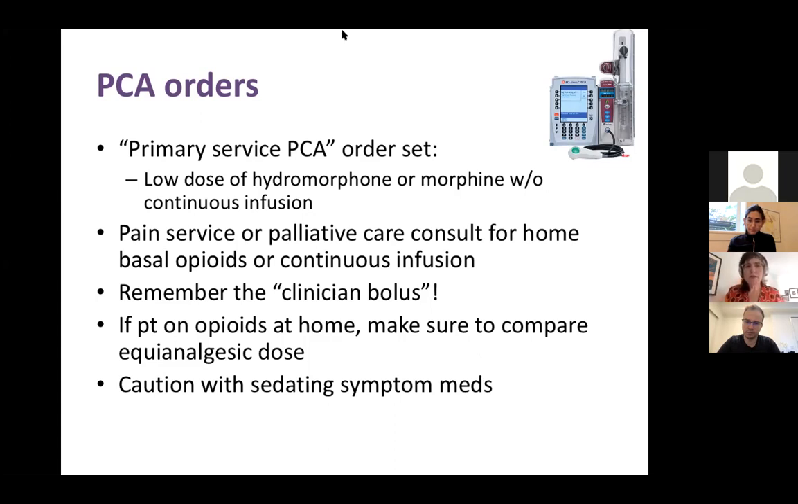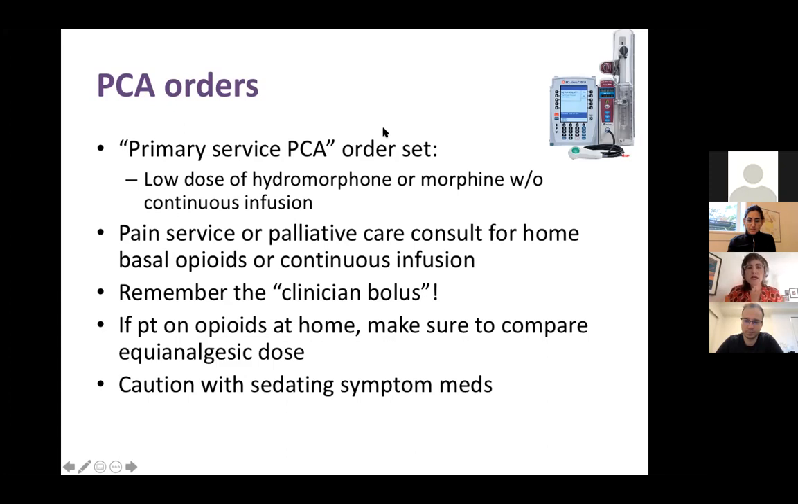or they won't always do the full amount. If a patient is on opioids at home, make sure when you start a PCA that you compare what they could get with a primary service PCA to the equianalgesic dose of what they were getting at home, to make sure that you will be able to give them something equal to or greater than what they were getting at home. Otherwise, you would want to consult palliative care or the pain service.